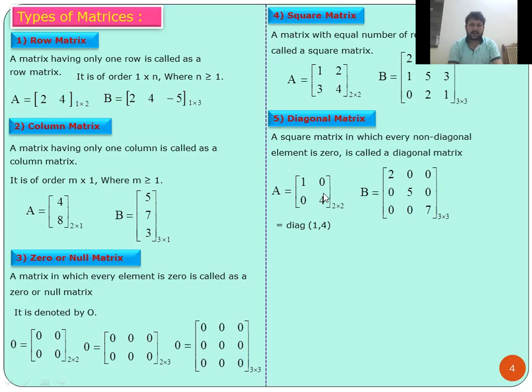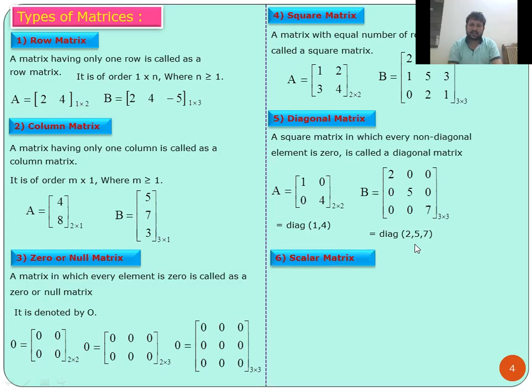Shortcut way. Diagonal matrix expressed in short as diag and diagonal elements separated by comma, 1 comma 4. Same way for second matrix you can also write as diag 2 comma 5 comma 7. Check meaning of diagonal matrix.